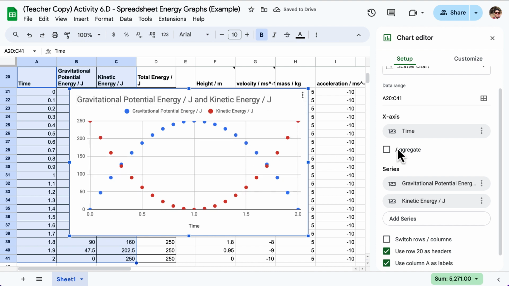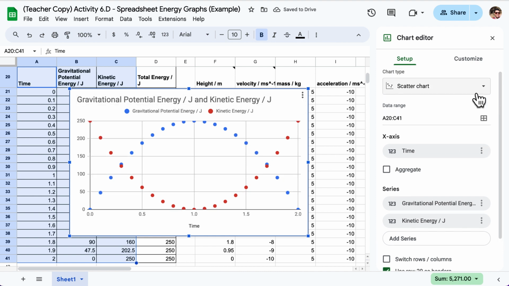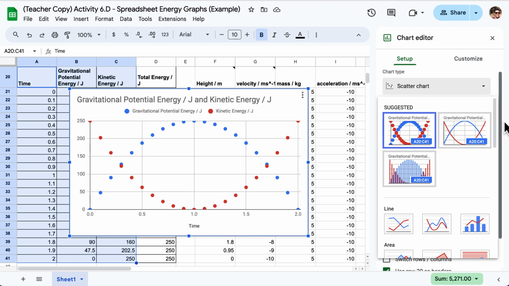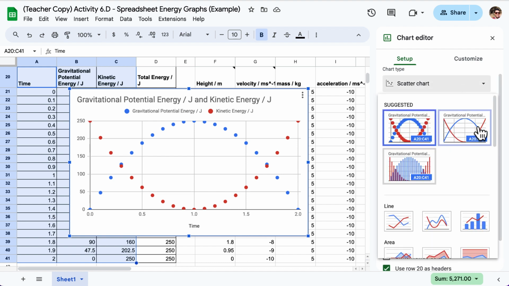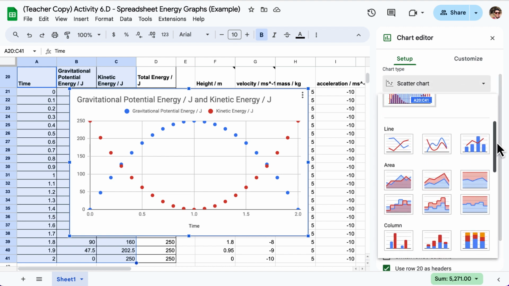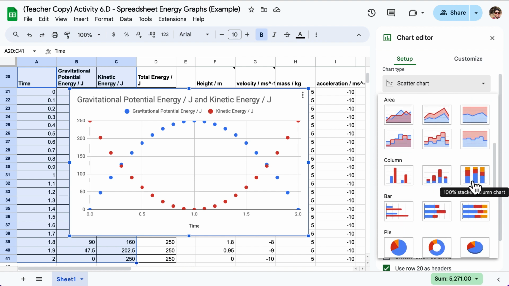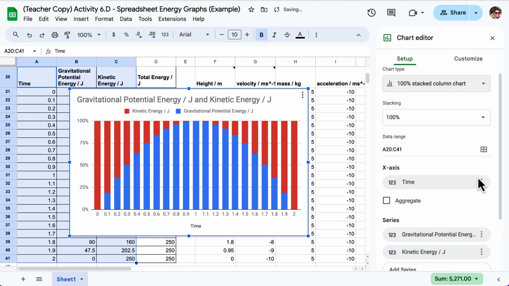and instead of doing a scatter plot, it's trying to learn like, oh, you seem to like scatter plots. We're actually going to change it, and this time we are going to go down here and we'll look in the column, and we want the one that's stacked, so a stacked column chart like this. So let's go ahead and do that.